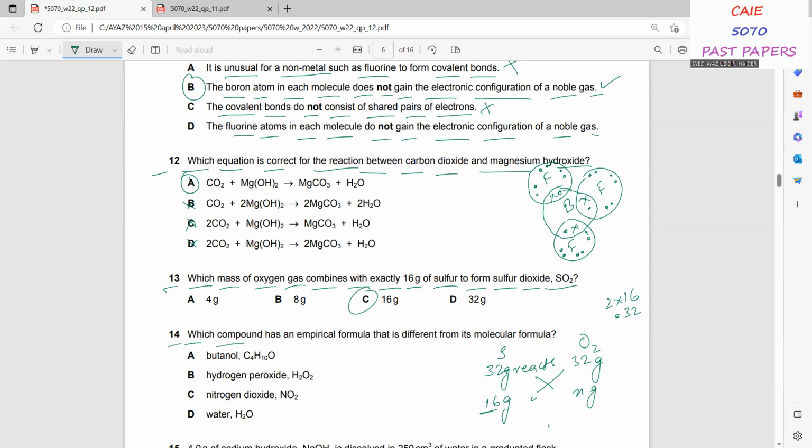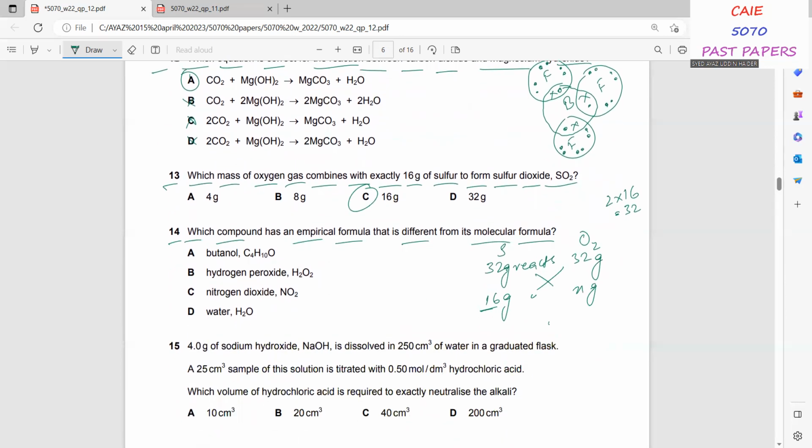14. Which compound has an empirical formula that is different from its molecular formula? First of all, look at the formula along with the name. Butanol has C4H10O, this is the formula for the alcohol butanol. Second one is hydrogen peroxide, H2O2. C is nitrogen dioxide, NO2, and D is water, H2O. Except for B, all of these have the same empirical formula as their molecular formula. So B will be the right answer in this case.